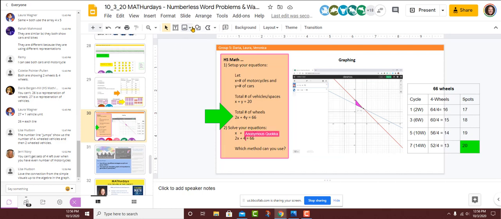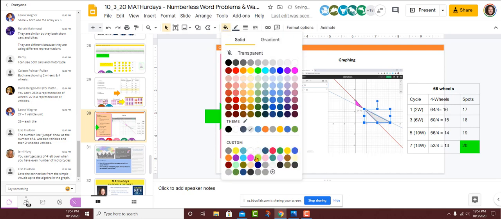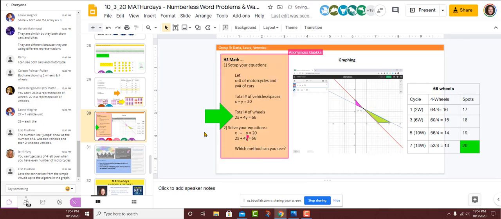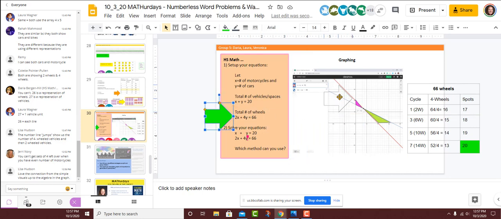Then I use a software product called Desmos. We use that for our graphing and our SOLs and things like that. So they would be able to go into Desmos and put both of those equations in. I would tell them that the red line represents all possible combinations of X and Y that would add up to 20. So you could either have no motorcycles and all cars, or you could have no cars and all motorcycles.